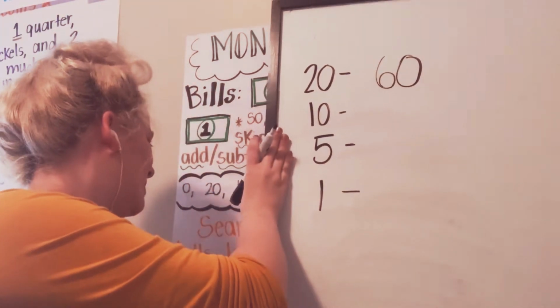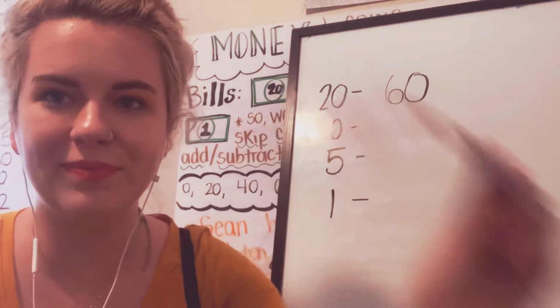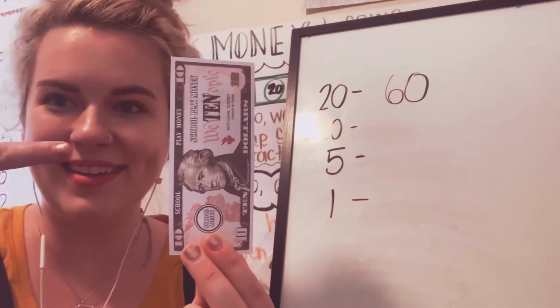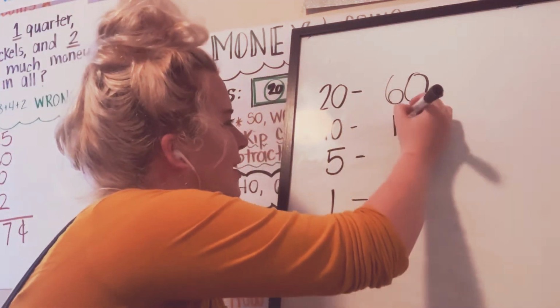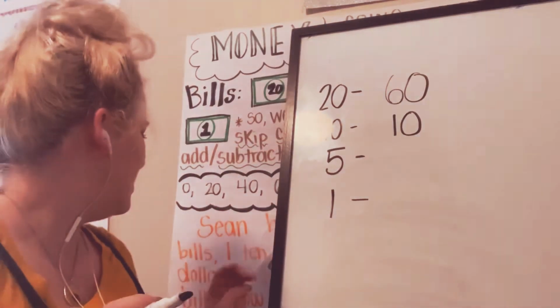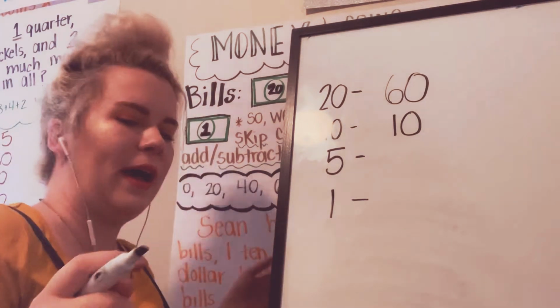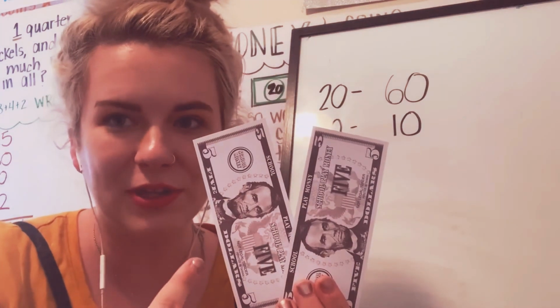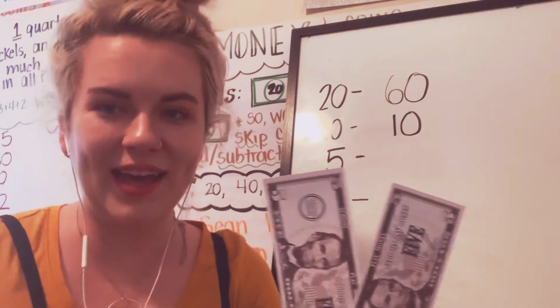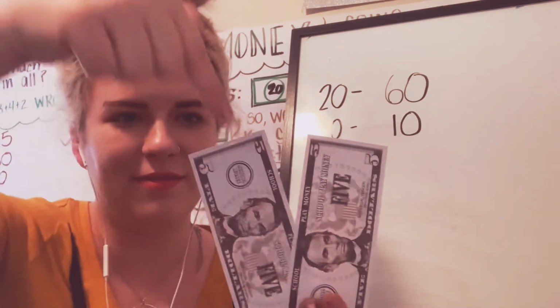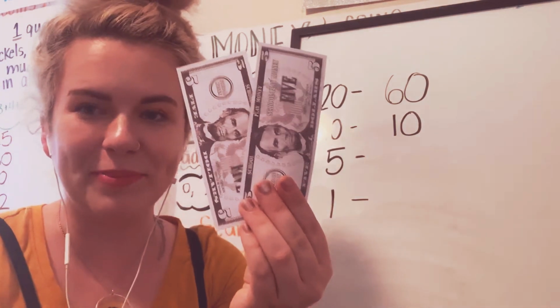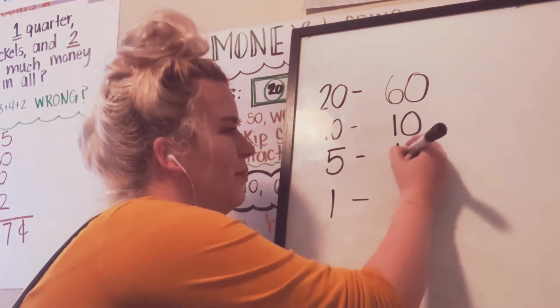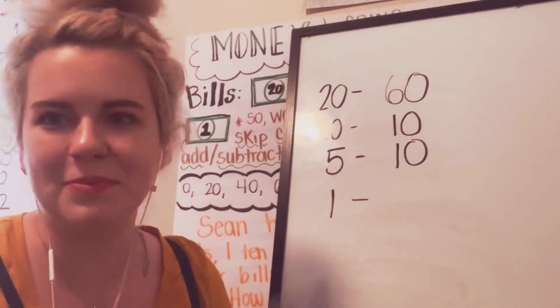So for $10 bills, it says he has one $10 bill. How much is that going to be? Just 10. Okay, no skip counting involved. So it says he has two $5 bills. If you don't have some fake money, all you have to do is hold up your fingers if you want to keep track of skip counting. Because these are $5 bills, we have to skip count by 5. So here we go. 5, 10. How much does he have in $5 bills? $10 total.